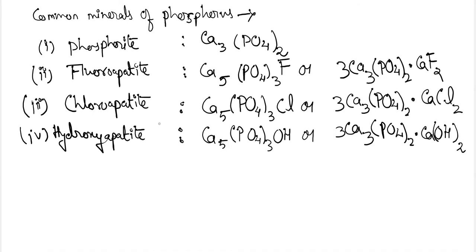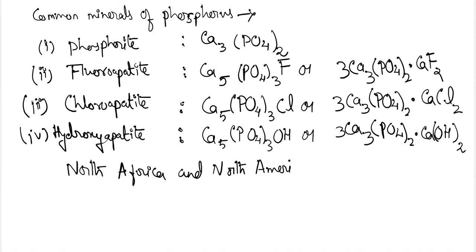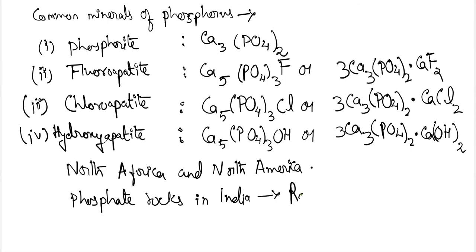Large deposits of phosphorus can be found where? In North Africa and North America, very large amounts of phosphorus deposits are found. In India, the phosphate rocks are found in Rajasthan. The major mines for phosphate rocks are found in Rajasthan.